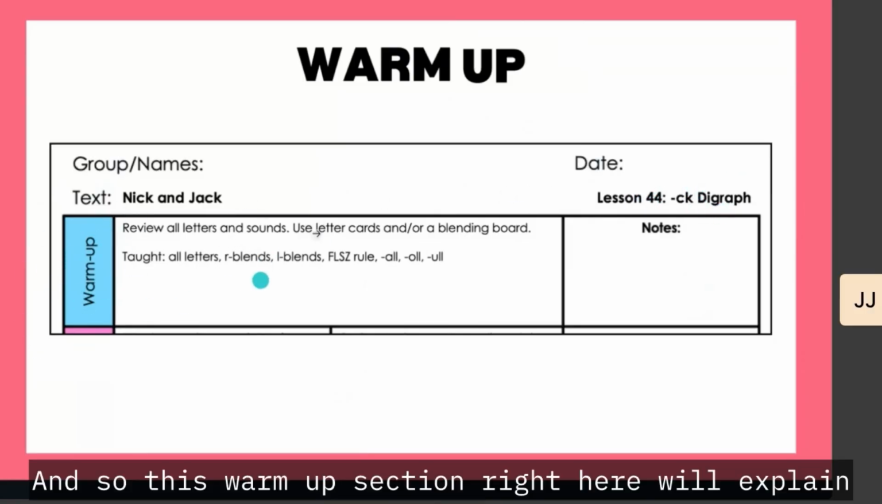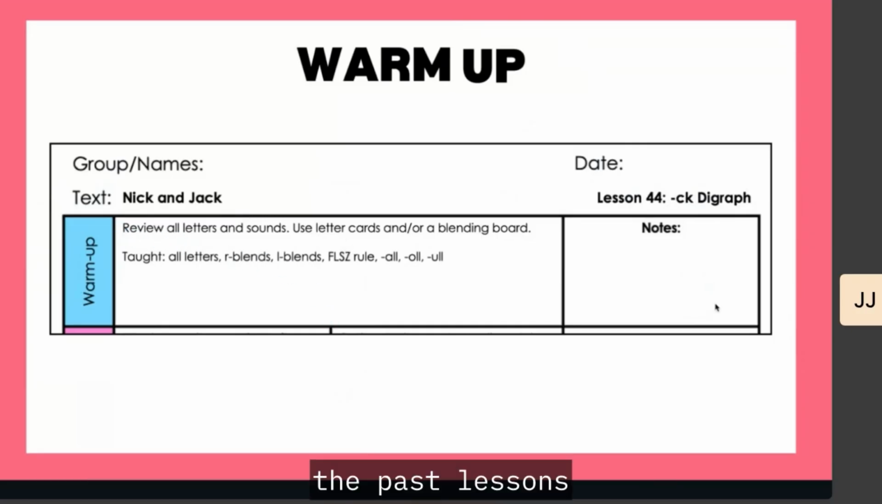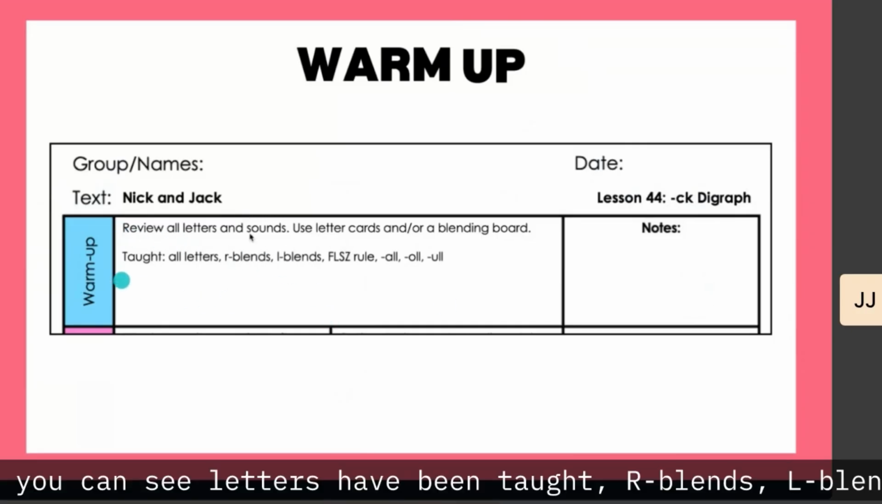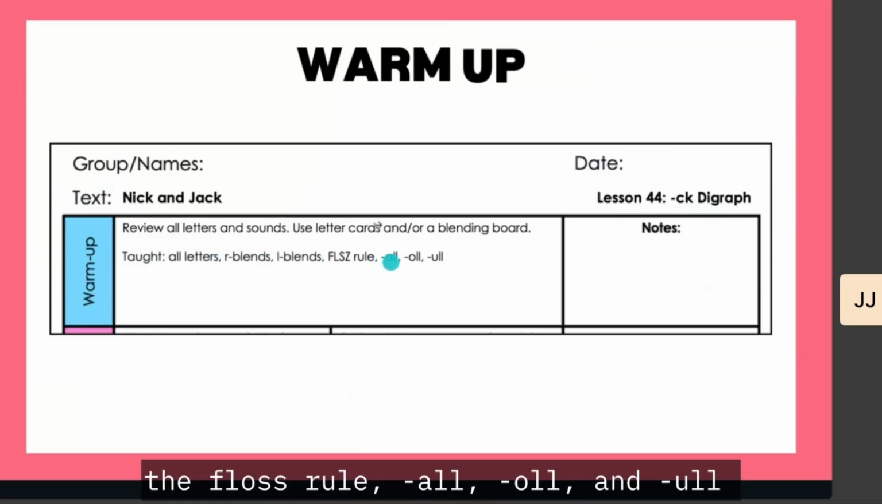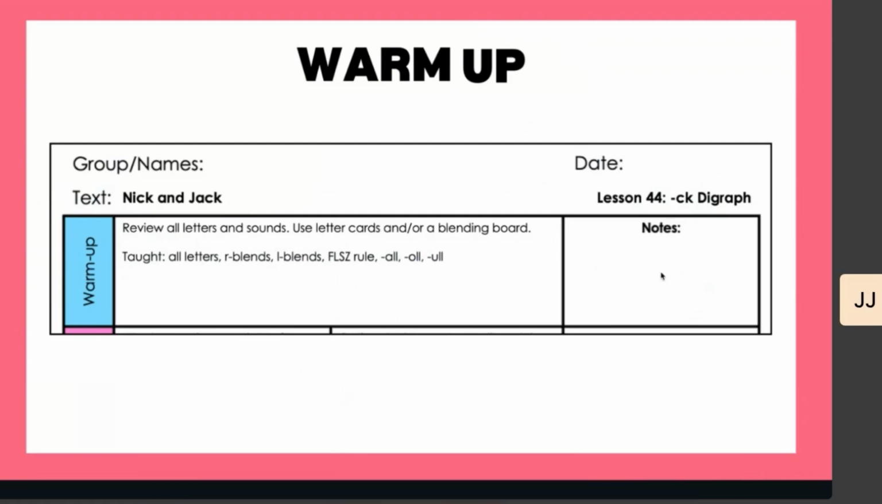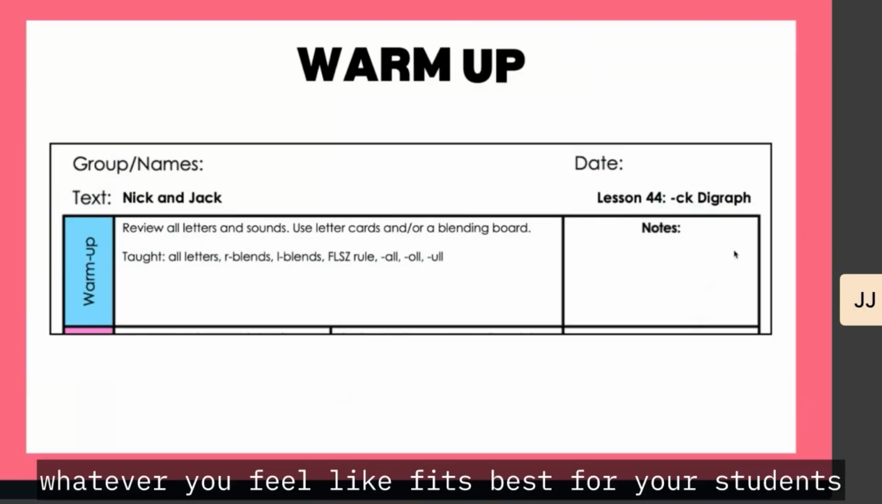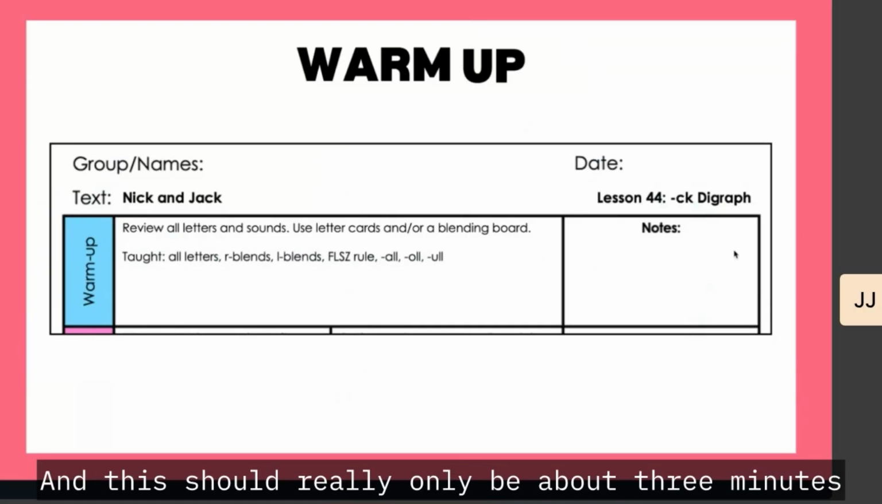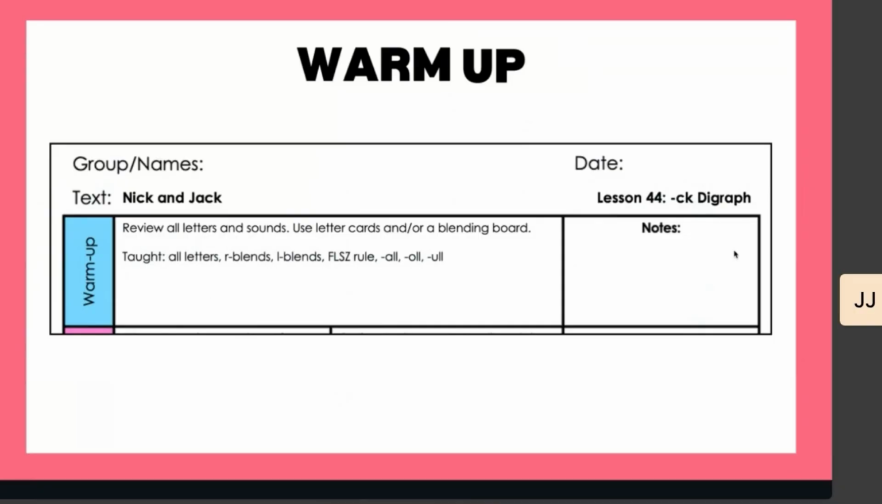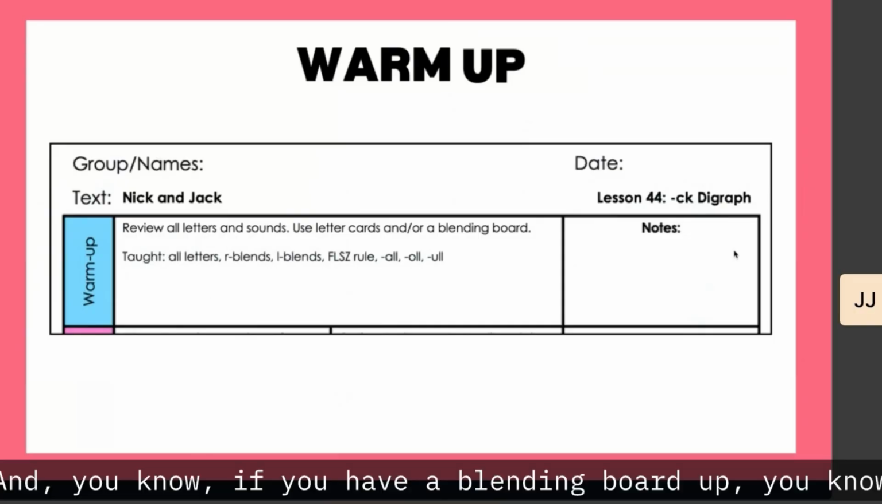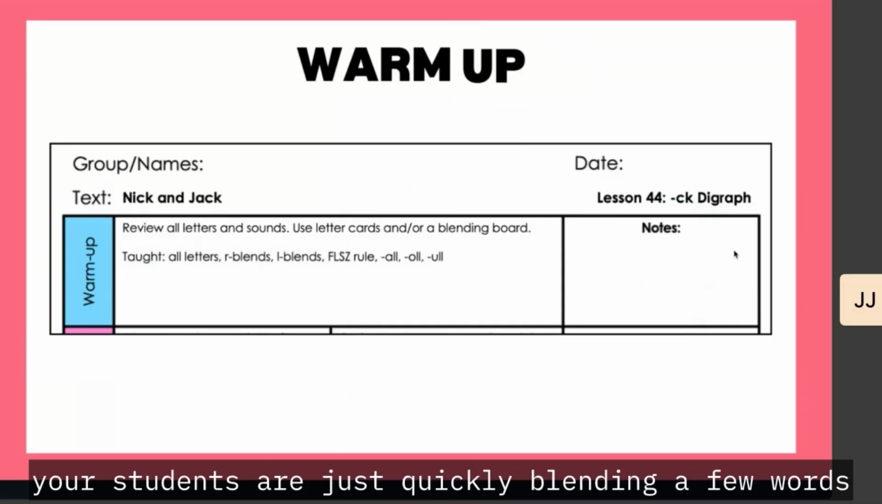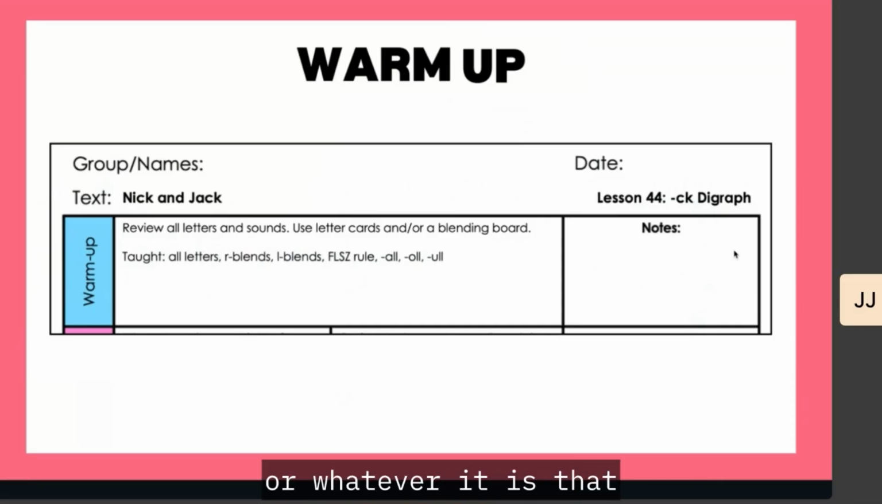This warm-up section explains the past lessons that have already been taught. You can see letters have been taught, R blends, L blends, the floss rule, AL, L, OLL, and ULL. For this section, you can use a blending board, letter cards, or both, whatever fits best for your students. This should really only be about 3 minutes. It's just a quick drill. If you have a blending board up, your students are quickly blending a few words or letter sounds, or whatever you feel your students may need practice on.